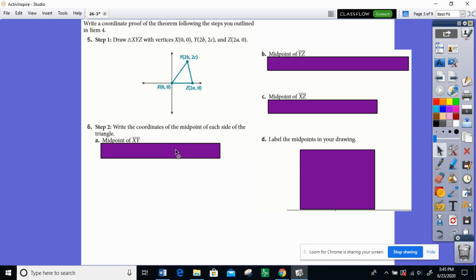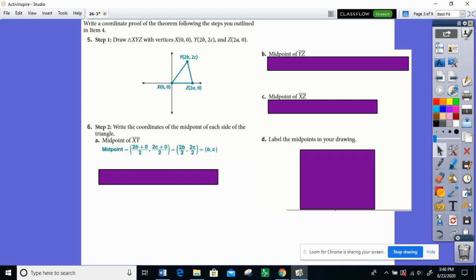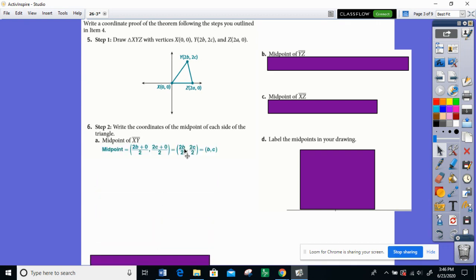All right, so we're going to write the coordinates of the midpoints for each side of the triangle. The midpoint for XY is going to be, well, to get the x coordinate, that would be 0 plus 2b divided by 2. 2b divided by 2 is just b. And the same thing for the y value of the midpoint of segment XY, that's going to be the point (b, c). 2c divided by 2 is just c. So you might have been wondering at the beginning, why 2b, why 2c, why 2a? It's so that we get a nice easy midpoint.